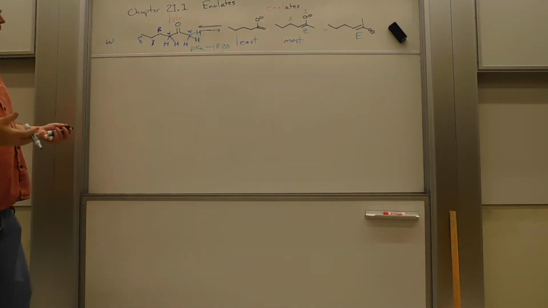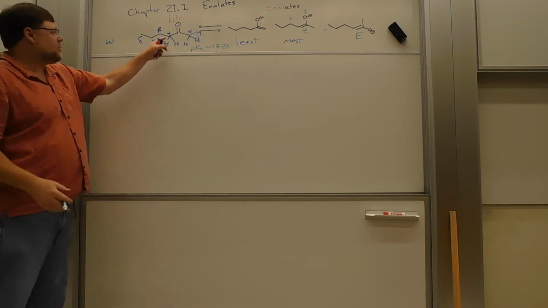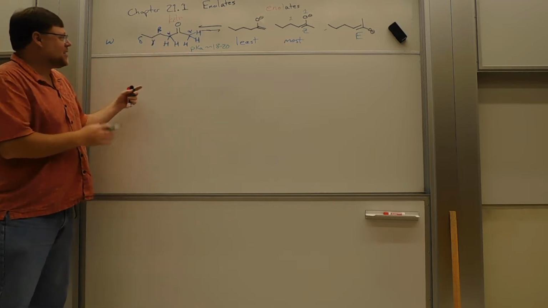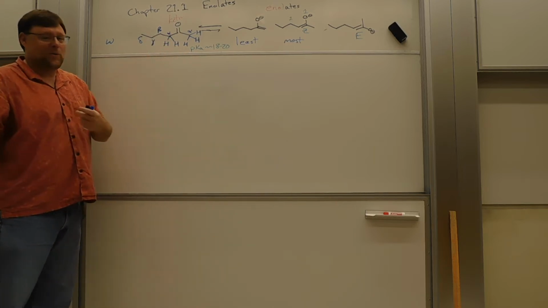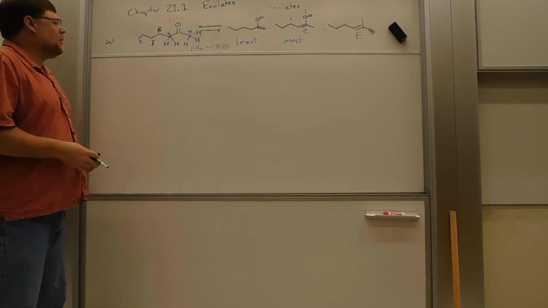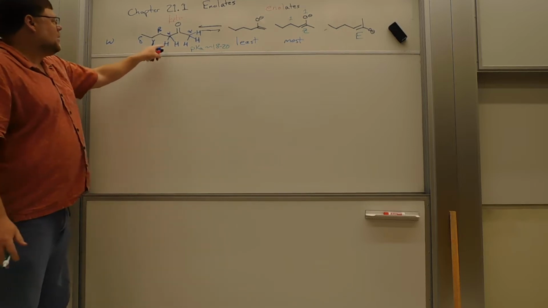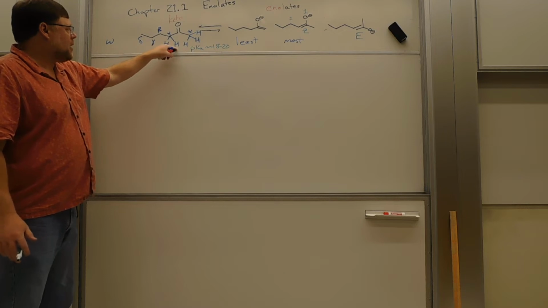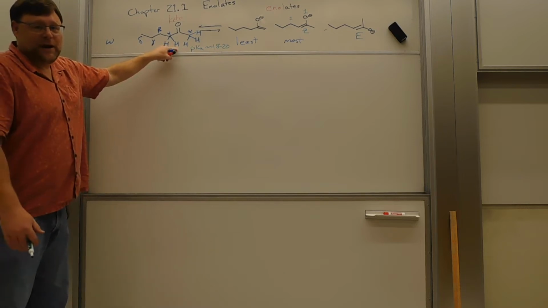If we have a different carbonyl compound, so if it's an aldehyde, it'd be a little lower, maybe 16. If it was an ester, it'd be a little higher, maybe 22, 23. The point is, protons on alpha carbons are more acidic than most CHs.